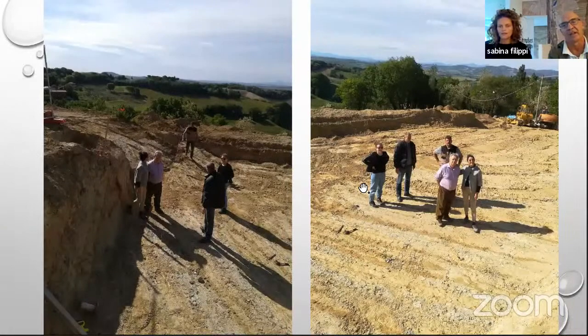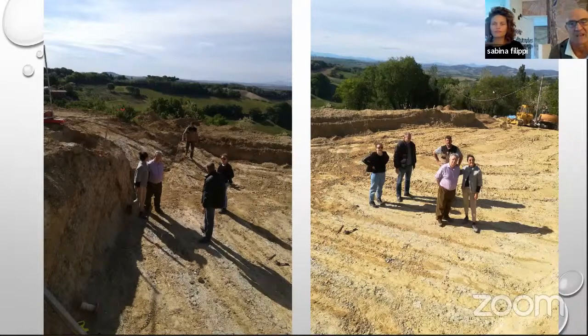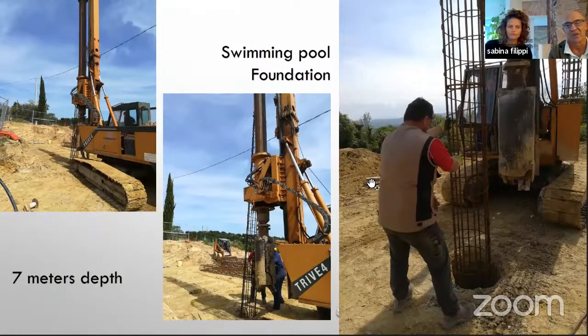Here are shown all the workers, Sabina, the other landscape designer who works with us on this project, and the owner of the property. In this phase, we show that we have to put iron bars 7 meters deep, because we have to lay a level of rocks to maintain in perfect balance the bottom of the pools and the bottom of the solarium areas.